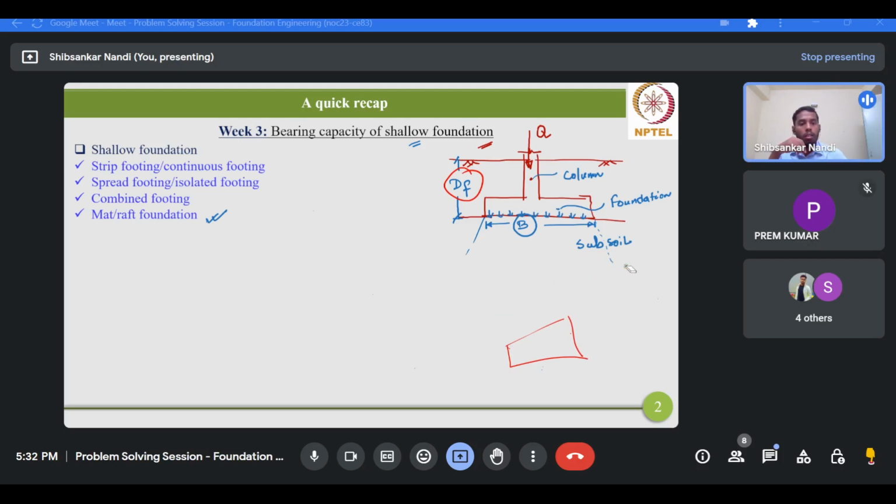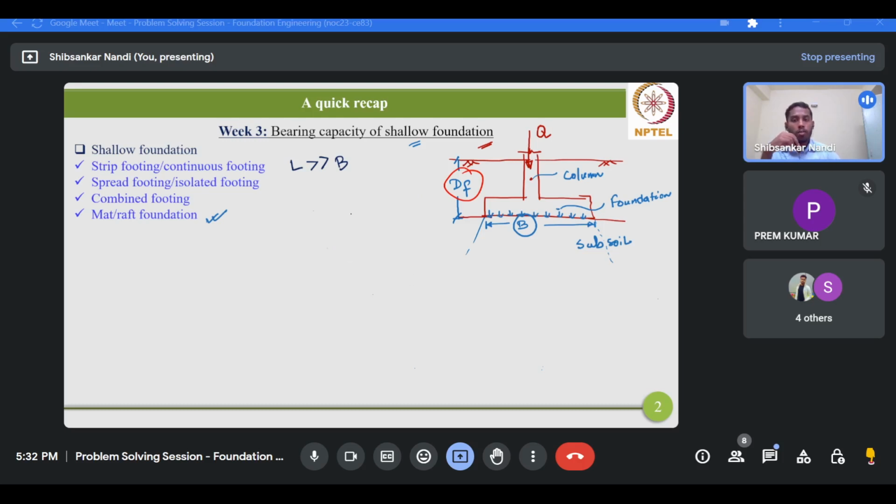Okay, so already we have discussed this terminology. So what is strip footing or continuous footing? So in that case, basically the length of the footing is much higher than the width of the footing. Okay, so it basically supports a load bearing wall. So the load bearing wall is basically continuous in any particular direction. So the footing which can support this kind of structure, that is called strip footing.